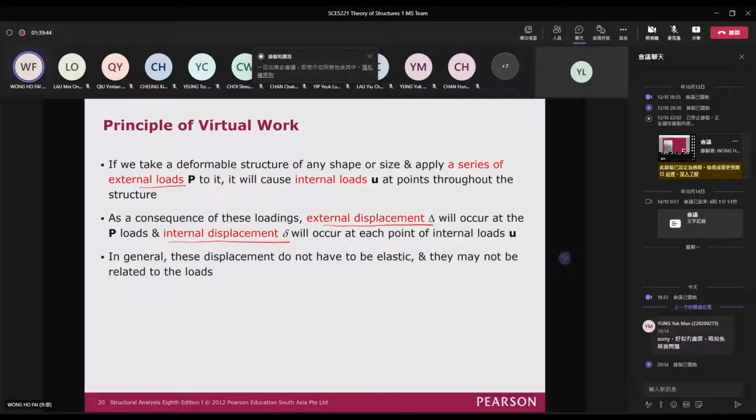Because when you apply the external load on the structure, inside the structure there will be some stress or some internal force. This internal force will create the internal deformation due to the real load. This principle can also deal with inelastic structures, but right now we will assume that everything is elastic.